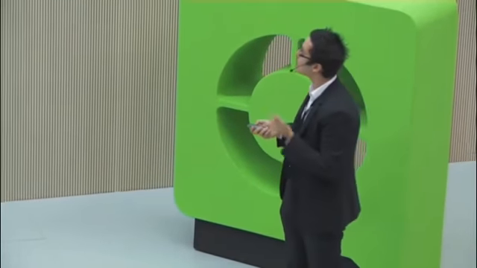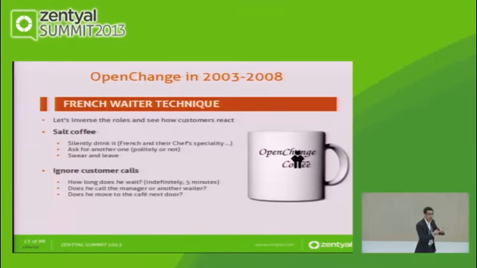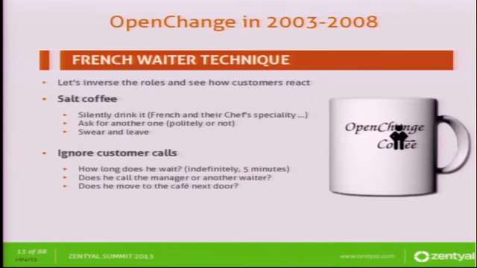Another possibility: I just ignore the customer call. I mean, I do the typical French waiter, I didn't see you, and you are moving along. What can happen in this case is, for how long is he going to wait? Is he going to wait indefinitely, for 5 minutes, for 2 minutes? What is the timeout? Depending on the timeout, we know what level of expectation we can have.